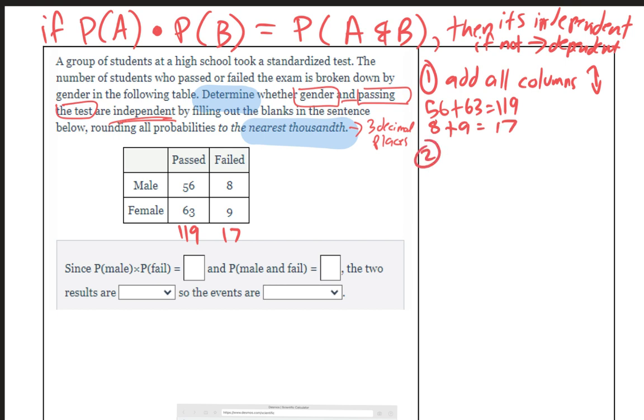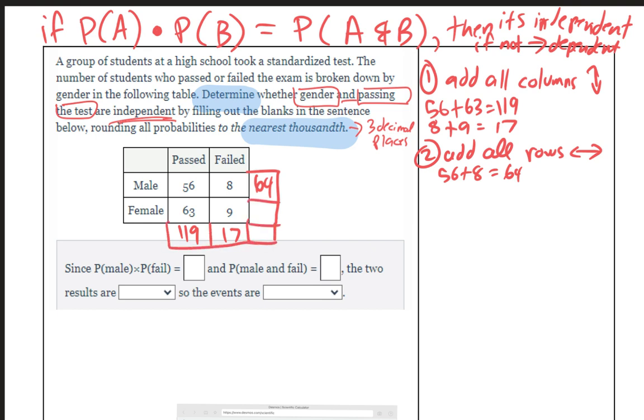Okay, second thing, we need to add all the rows. And we know rows go this way. So we're going to say 56 and 8, that total right over there. 56 plus 8 equals 64. So we're going to say that's 64 right over there. Okay, and I actually like to do this. I like to make these boxes right here to make it even easier.